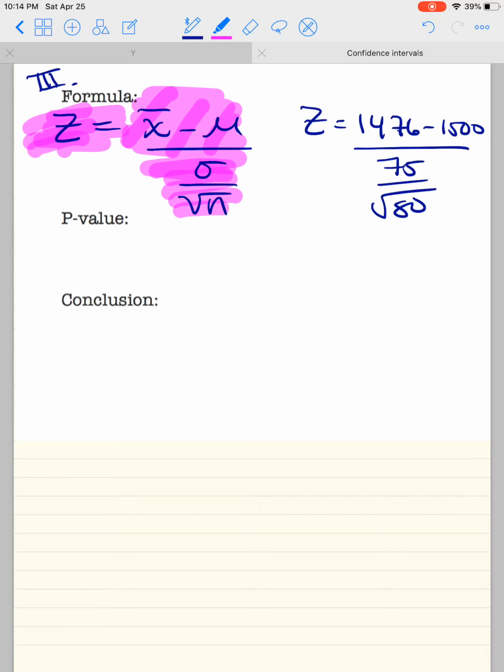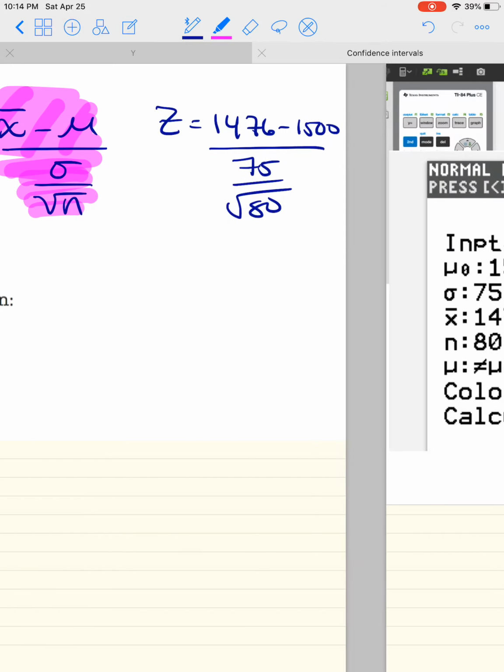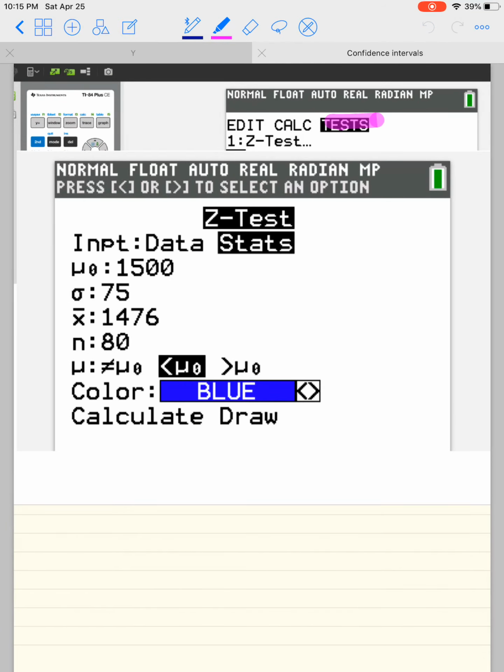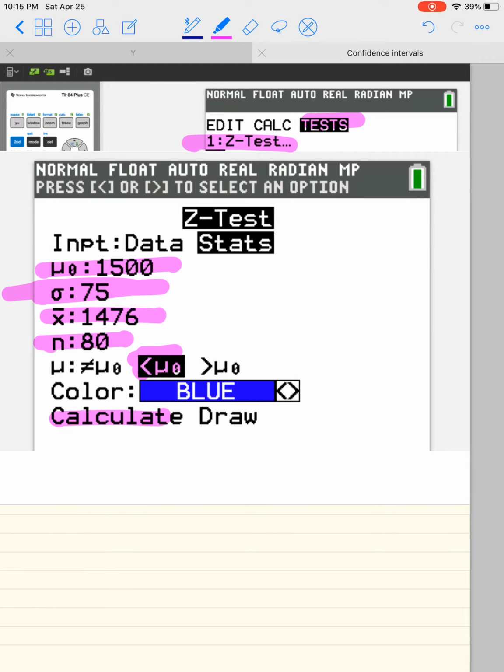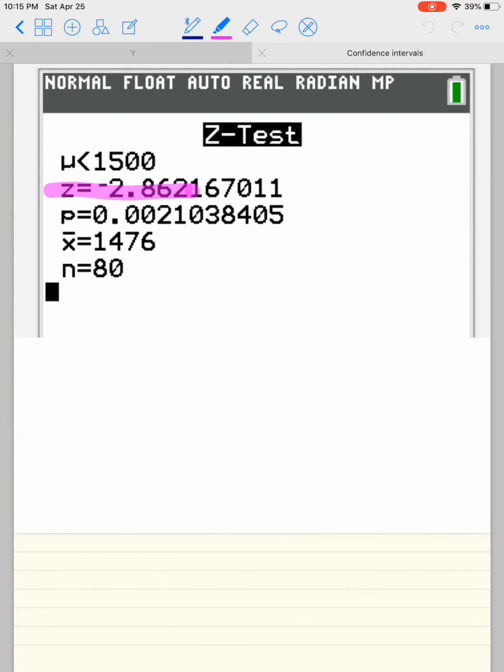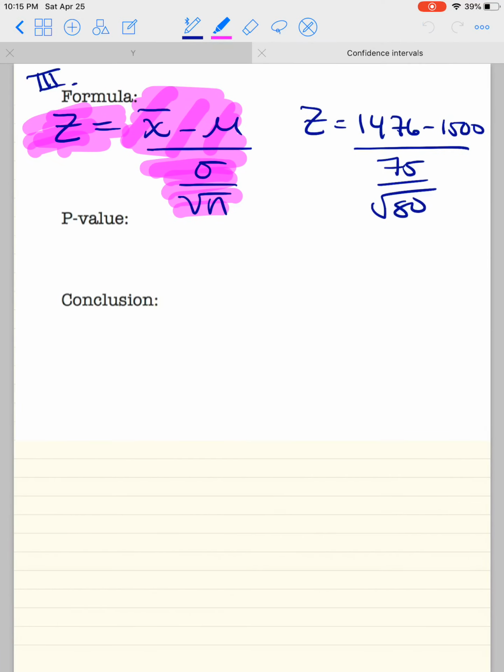Great. We have these numbers here. We're going to plug them into our calculator. How do we do that? Well, you're going to press stat, go over to test, and hit the first one, Z-Test. Under Z-Test, remember why it's Z-Test. That's why it's sigma, 75, 1476, 80. The question says less than. You hit calculate, you press enter. If I'm going too fast, slow down, you try it yourself. After that, you press enter, and you get a z-score of negative 2.86. So you go back here, and you have z equals negative 2.86. That's what all of this equals.